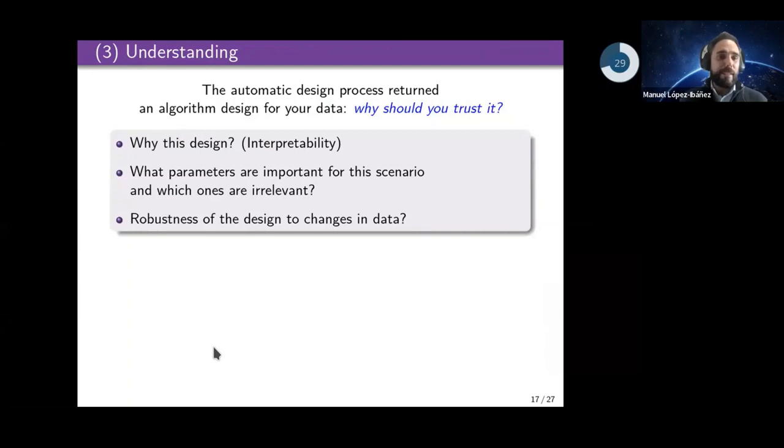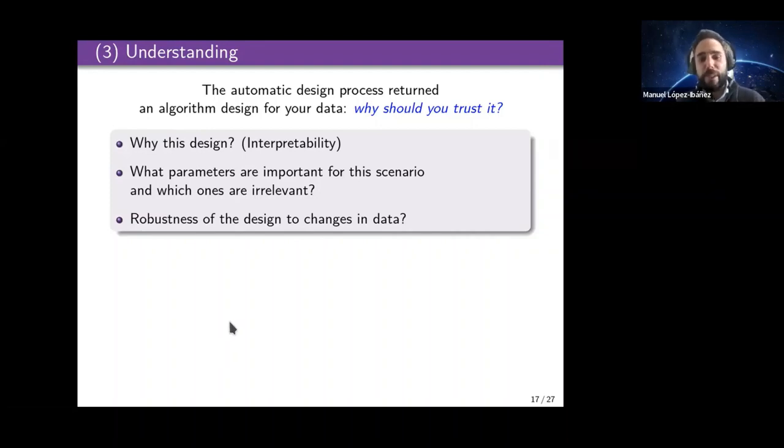And finally, the last challenge I want to talk about is understanding. So imagine you have your automatic design system. The automatic design process has returned an algorithm design for your particular application scenario. Why should you trust this design? Why has the system generated this design? What are the parameters that are important in this design? What parameters can you change and the results would be the same? Also, what happens if the data in the real world changes or the problems evolve? How robust will this design be to such changes?